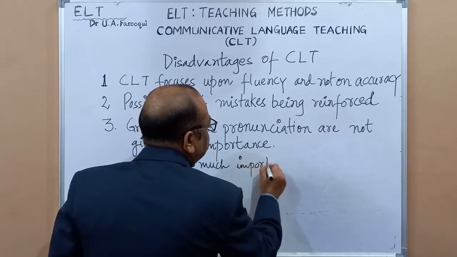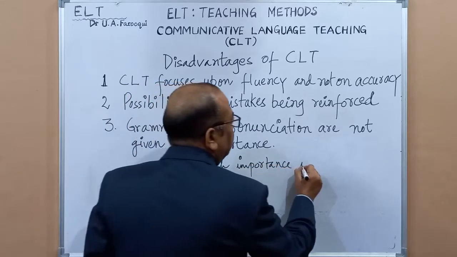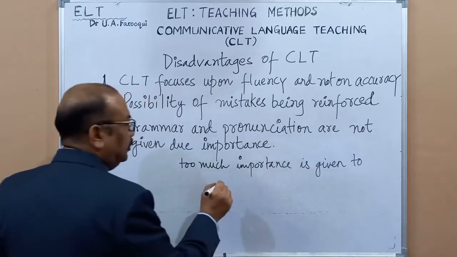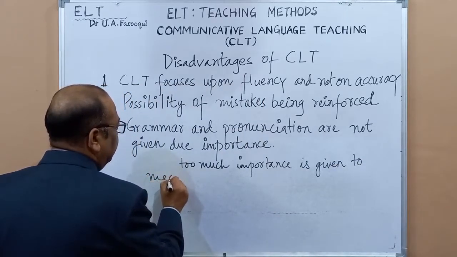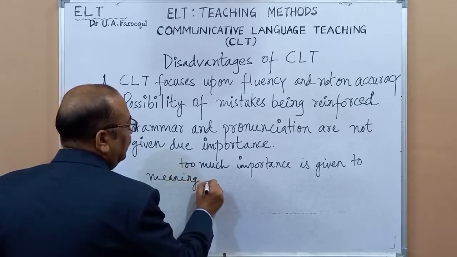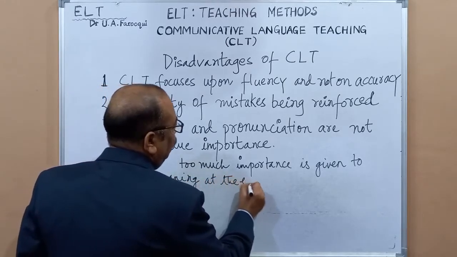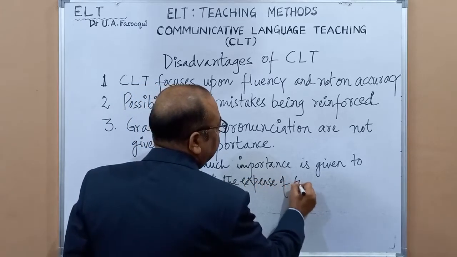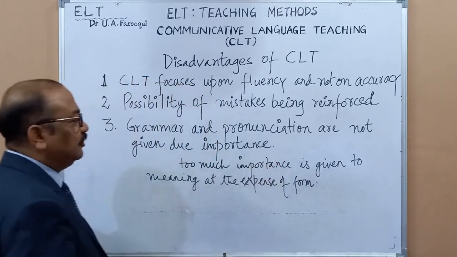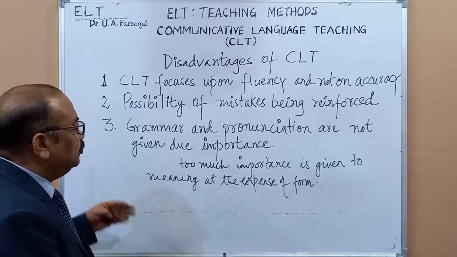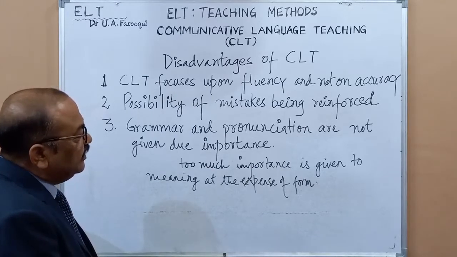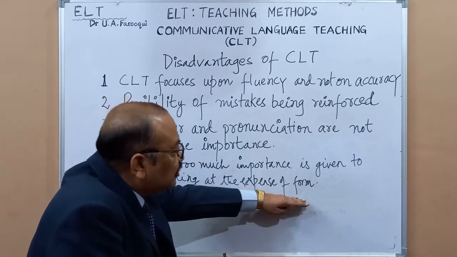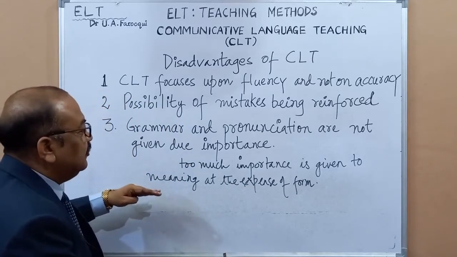Too much importance is given to meaning at the expense of form, at the cost of form. Okay, what does it mean? Yes, I have discussed it. Now you can very well say too much importance is given to meaning. At the expense of form means form, the structure, the grammar is ignored, and importance is given to meaning.